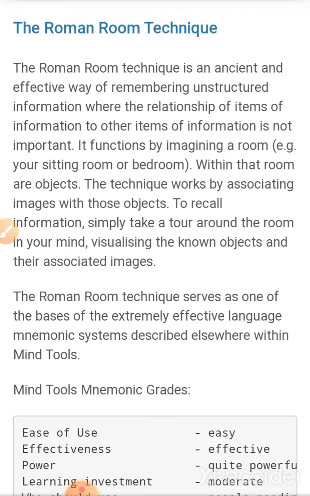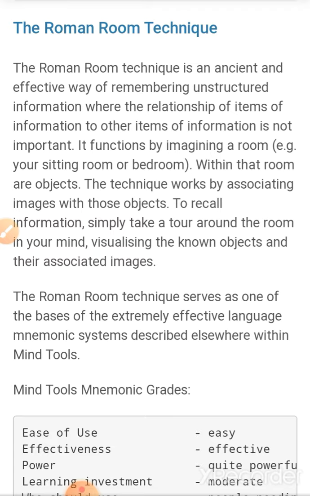So Roman room technique of memorization is an old way of remembering things which are unstructured, which are not related, and it functions by imagining a room, for example your sitting room or bedroom. Within that room are objects. The technique works by associating images with those objects. To recall information, simply take a tour around the room in your mind, visualizing the known objects and their associated images.